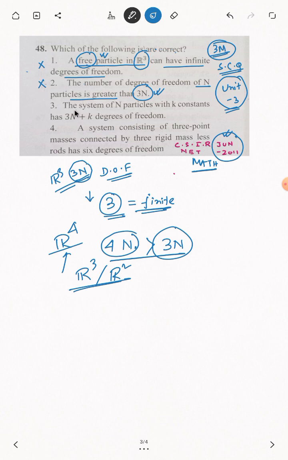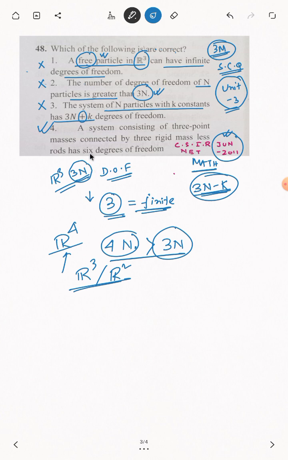Next, come to the next option. The number of degrees of freedom of n particles with k constraints is 3n plus k. Here the problem is in this plus sign, because the result is 3n minus k. We have already seen this in our previous lectures. So this is obviously false. So what is the true answer? This is the true answer.